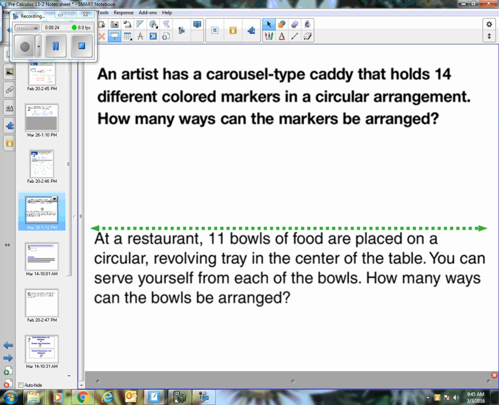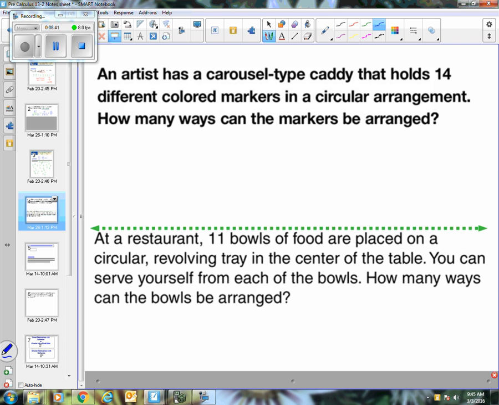All right, so let's see if you can recognize that in a couple other ones. So a carousel type caddy, so if you ever remember seeing these where it's just basically something that spins around that you can put like markers and pens and pencils and things in. It holds 14 different colored markers in a circular arrangement. How many ways can the markers be arranged?